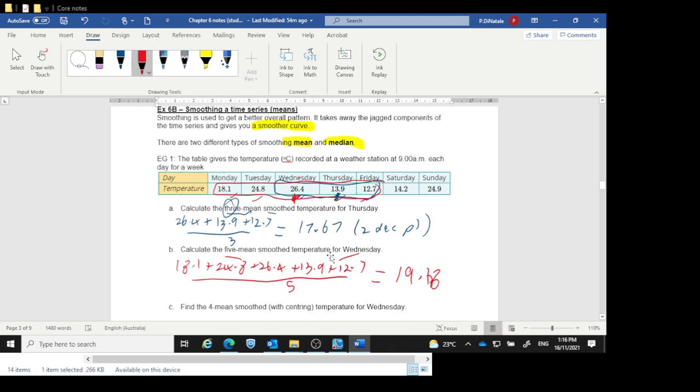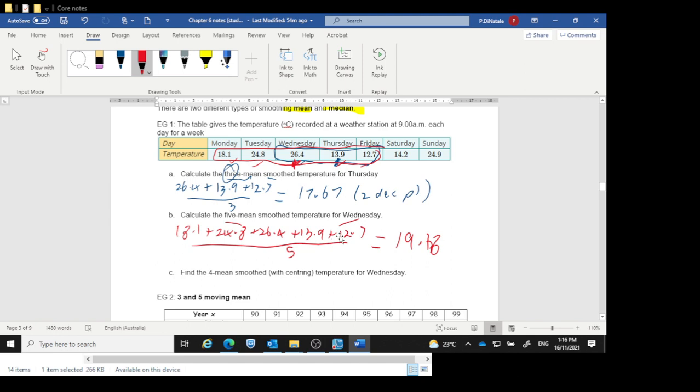Part C is slightly different. It says find the 4 mean smoothing with centering temperature for Wednesday. Because we're doing this smoothing and it's 4, we have to get a number on either side of Wednesday because we're looking at 4. It's an even number. So I'm going to put a gap in here and a gap in here. I'm going to find this gap. In here, 2 numbers before it, 1, 2, and 2 numbers after this gap, 1, 2. So I'm going to add those numbers up and divide by 4 because I'm doing a 4 mean. When I do that, I get 19.45 for this one.